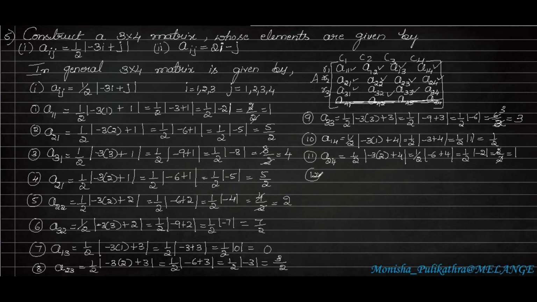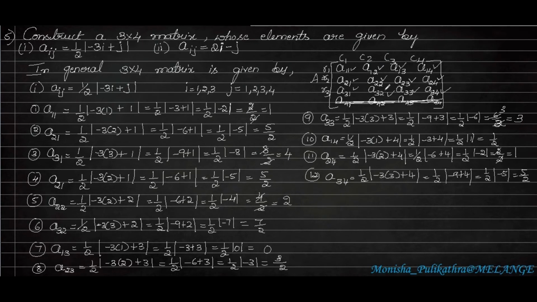Next is A34, which is the last one. A34. Here i is 3 and j is 4. So half times (-3 × 3 + 4) is equal to half times (-9 + 4). Minus 9 plus 4 is minus 5. When you take out the sign, it will become positive, that is 5 by 2. So these are the values of elements of all the matrices.